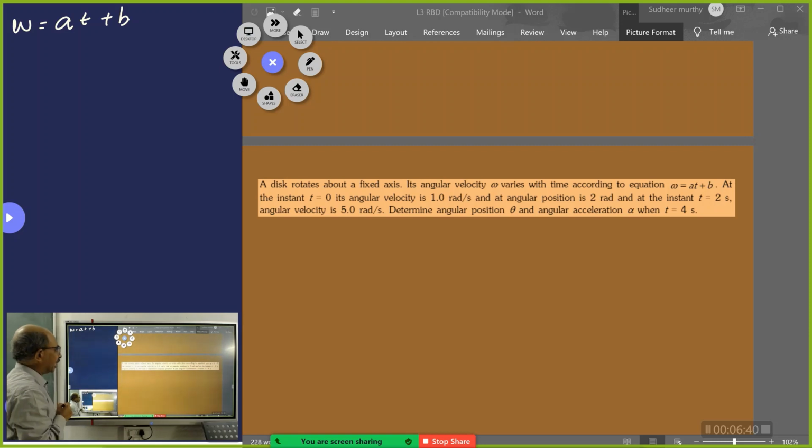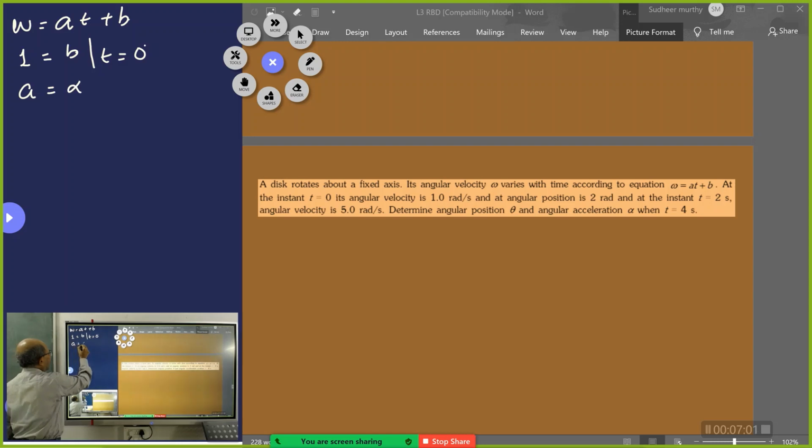Given the equation, at instant t equal to 0, the angular velocity is 1 radian per second. So at t equal to 0, omega, the angular velocity, is 1 radian per second. That is, 1 is equal to b at time t equal to 0. And here a will be equal to alpha, the angular acceleration.